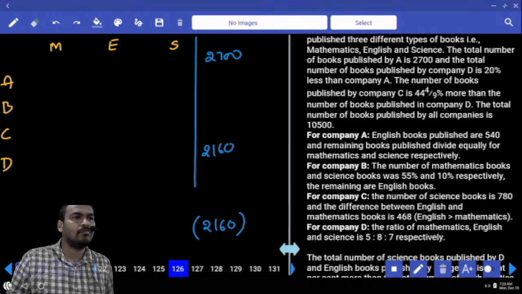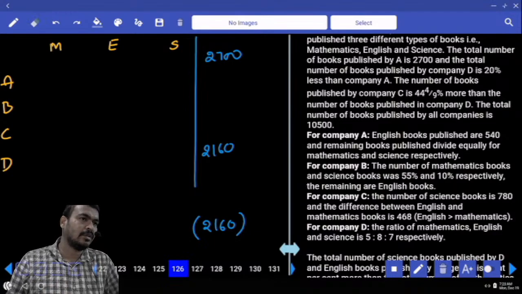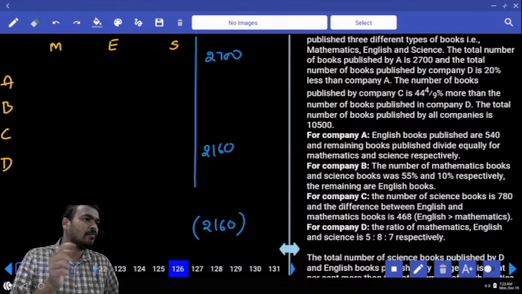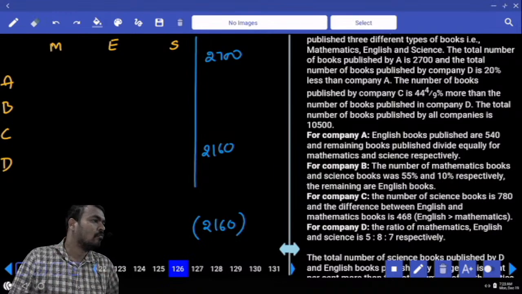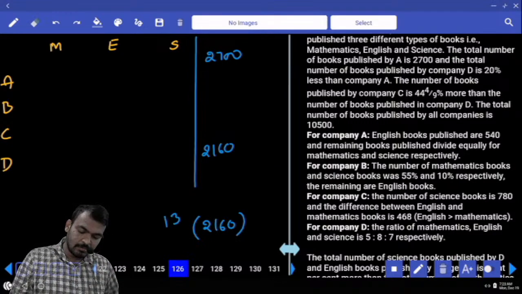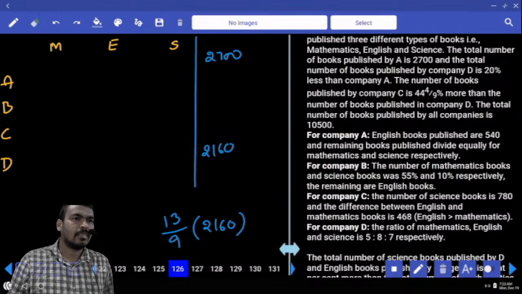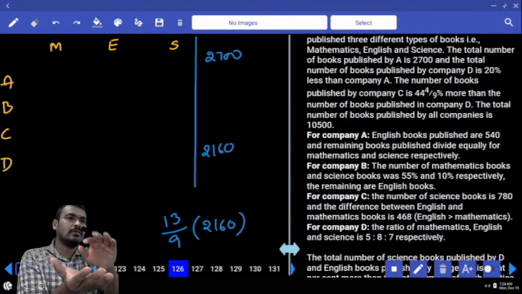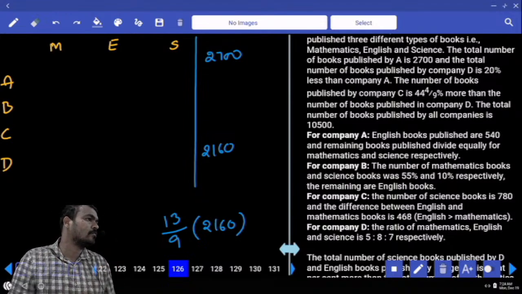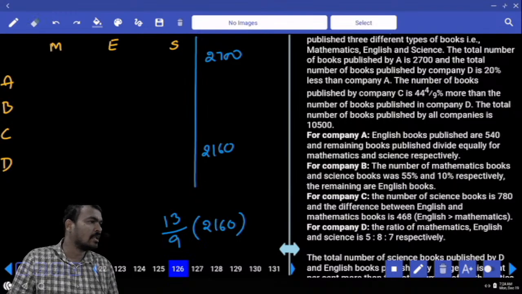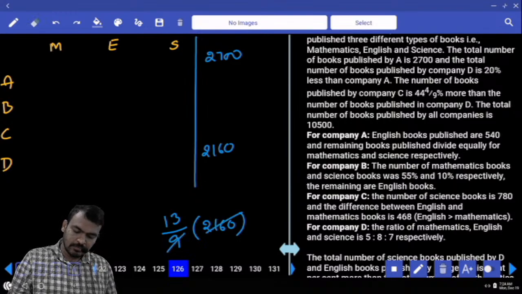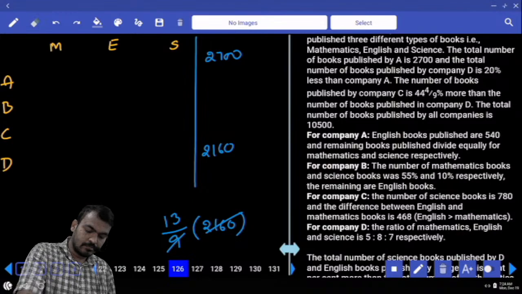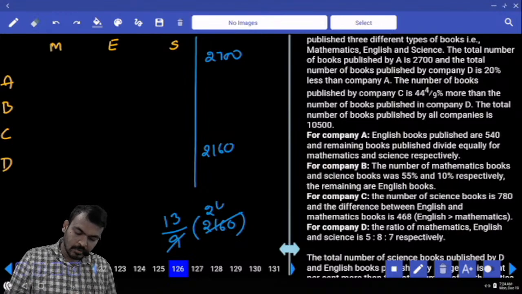Out of 2160, how much percent are more? 44 4 by 9, which means 4 by 9 we write as 4 by 900. Out of 9 parts, how many parts are more? 4 parts more. Means we write 13 by 900. Yes or no? 4 by 9 means already 9 parts. 4 means 9 plus 4 or 9 minus 4? 9 plus 4. How much? 13 by 9. 9 how many times? 1, or 2? 2 times. Again, it is 240, or 13 into 240. 13 into 200.